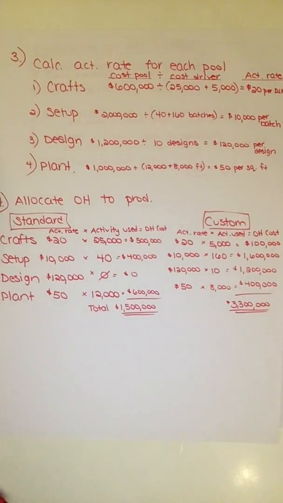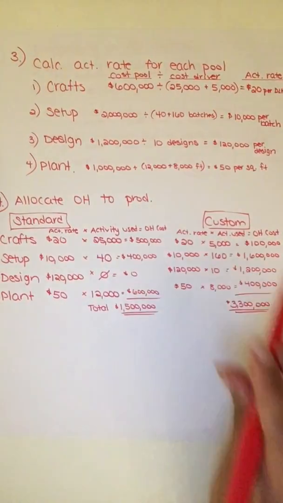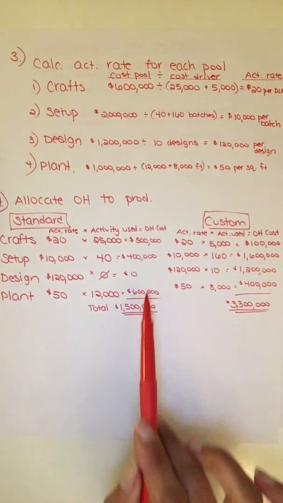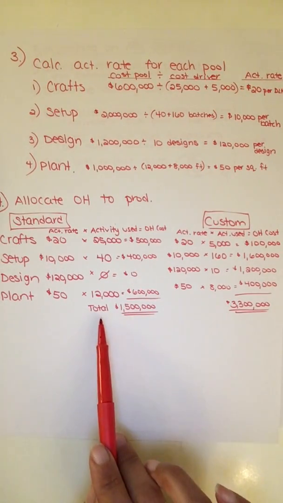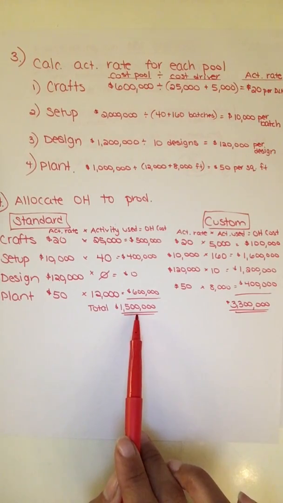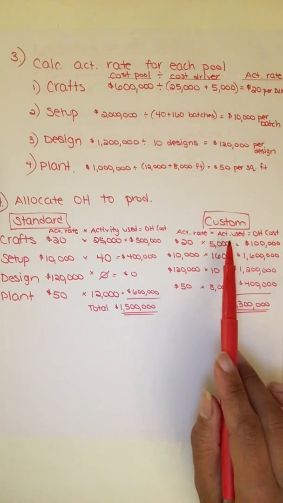Hello, welcome back. Hopefully you finished the rest of step 4. Compare your numbers here. For standard, you should have gotten total overhead of 1.5 million. Then you went ahead and did custom.